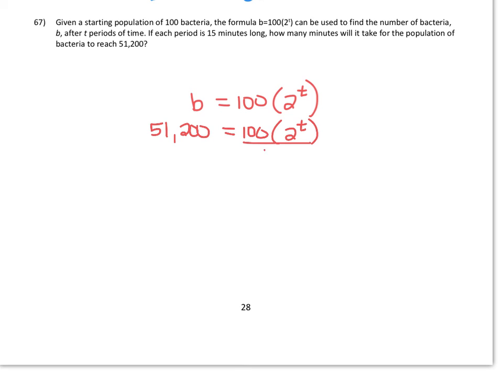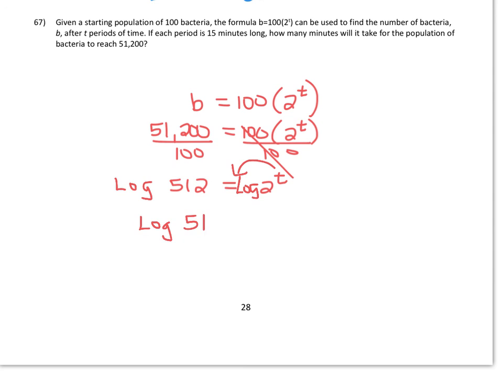Okay, so we solve this kind of the same way we did the last one. We're going to first divide by 100 because we're trying to get the base that has the variable exponent on it by itself. All right, so now that would leave me with 512, that divides evenly, equals 2 to the t. And since our exponent is where the variable is, we're going to need to use logs to solve. So I'm going to put the word log in front of both sides of the equation. That way I can take my exponent and bring it to the front of the word log. So I'm left with log of 512 equals t times log of 2.